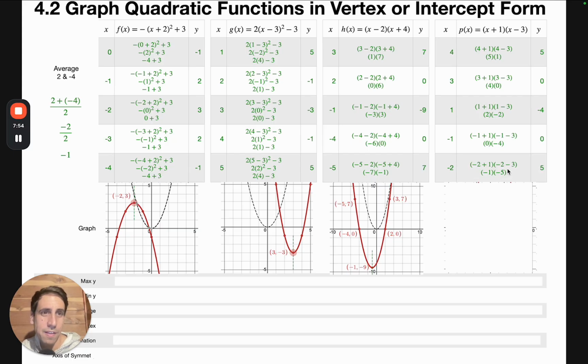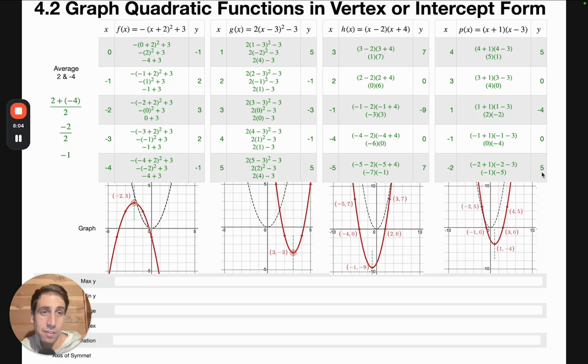Let's see. When you add, you get -1. When you subtract, you get -5. And when you multiply, a negative times a negative is a positive. Let's graph all those points. There they are. The two numbers that we use to cancel turn out to be x-intercepts, and that's why it's intercept form.